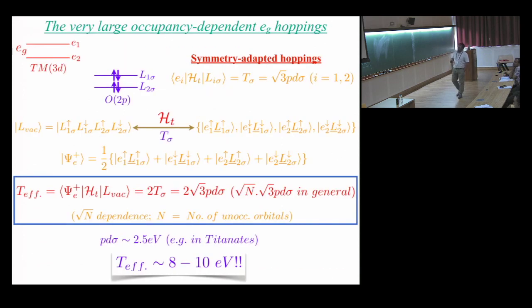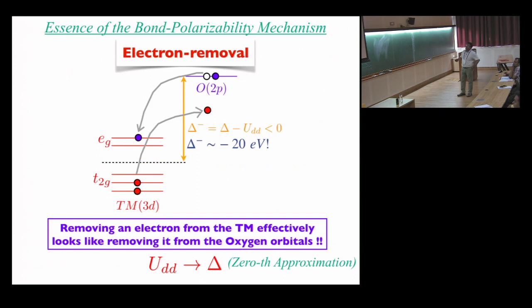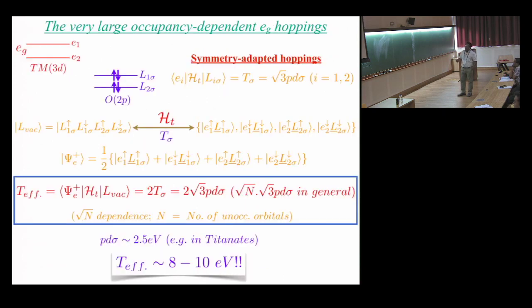So this is further modified by the enormous hoppings. This was in the ionic limit completely. Now you can switch on the hopping between the EG and the symmetry adapted oxygen orbitals around it. This hopping is quite large, √3 times PD sigma. These also have EG symmetry, so you can build symmetry adapted orbitals. PD sigma itself in the titanates is 2.5 electron volts. So this is quite large.